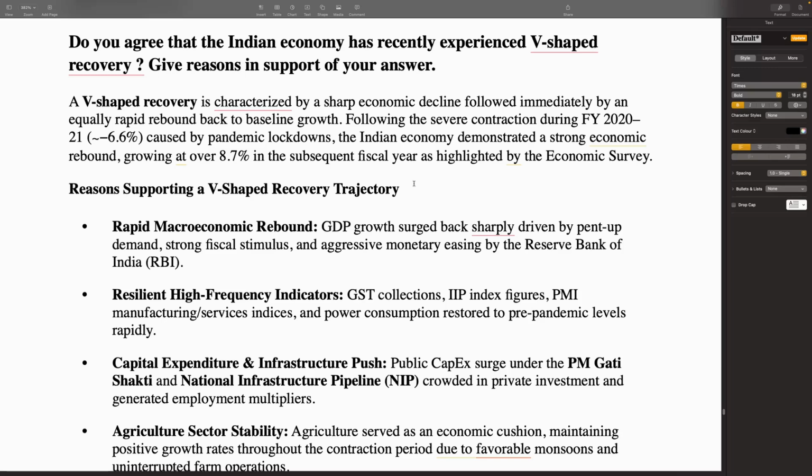Resilient high frequency indicators in GST collections, IIP index figures, PMI manufacturing and services indices, and power consumption restored to pre-pandemic levels rapidly.